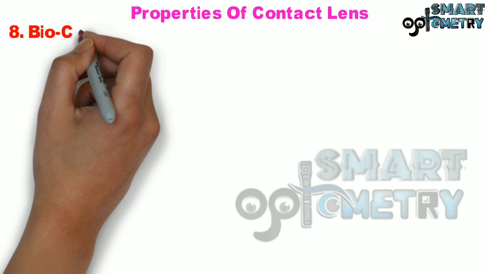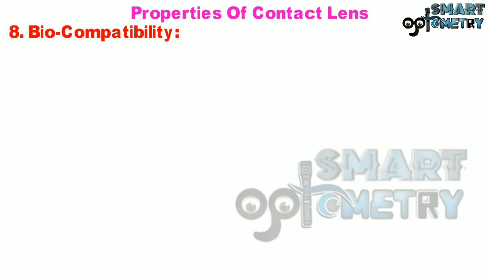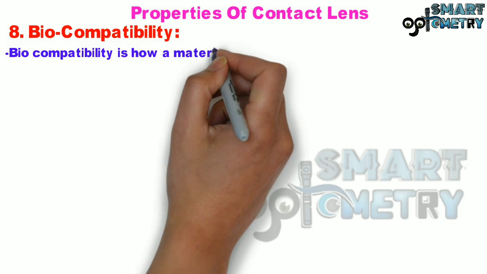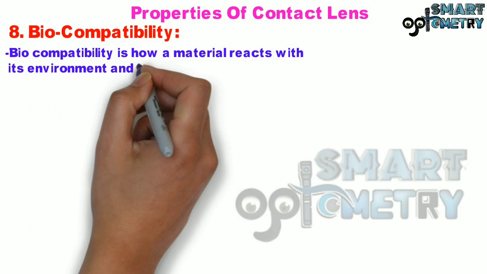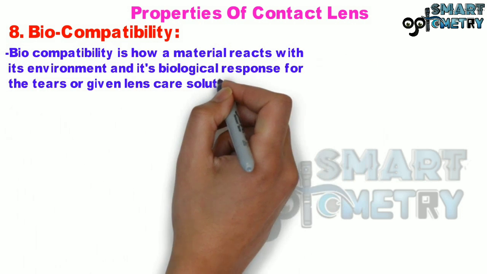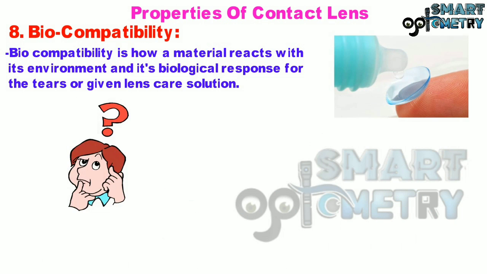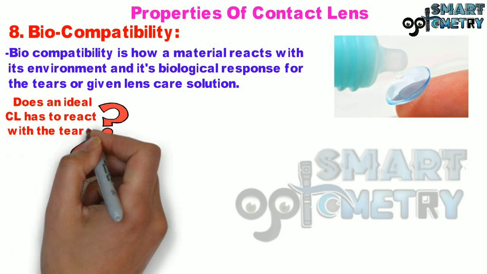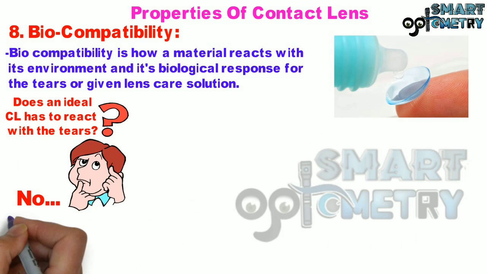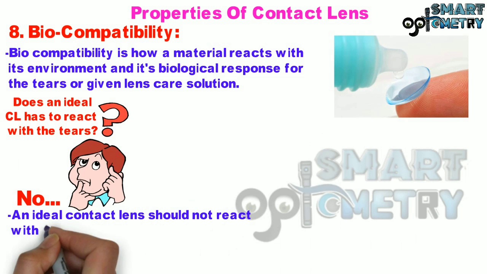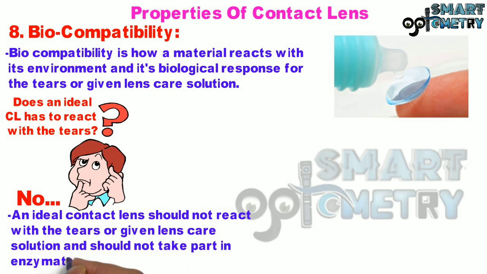Now let's discuss biocompatibility. Biocompatibility is how a material reacts with its environment and its biological response to the tears and given lens care solution. Does an ideal contact lens have to react with the tears? No. An ideal contact lens should not react with the tears or given lens care solution and should not take part in enzymatic activity or catalyzed reactions.